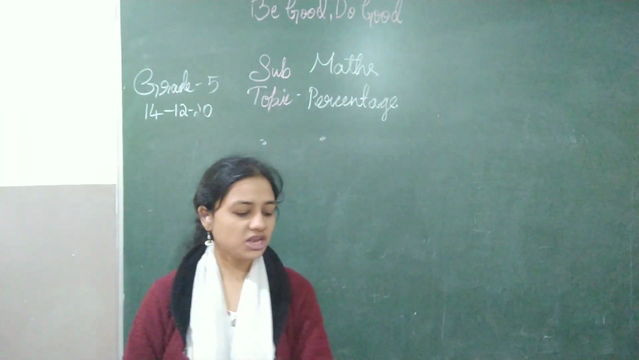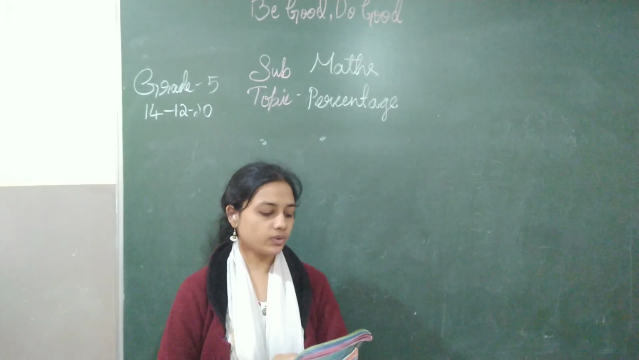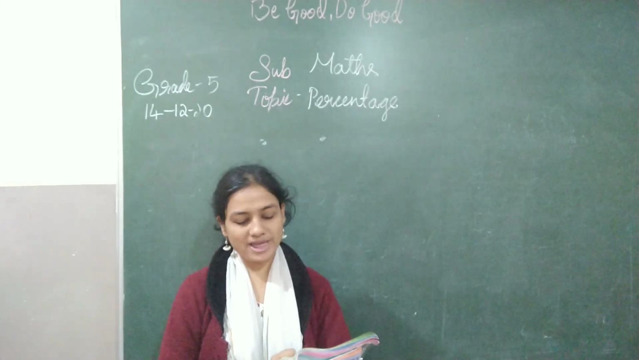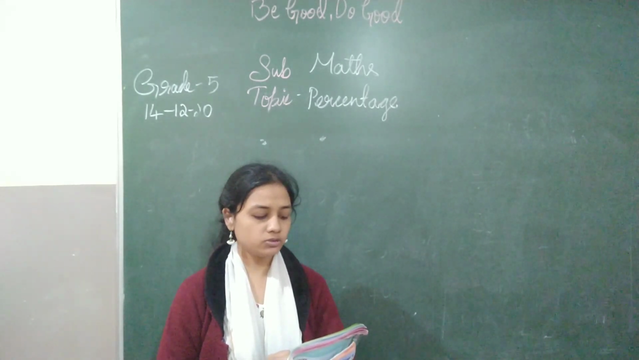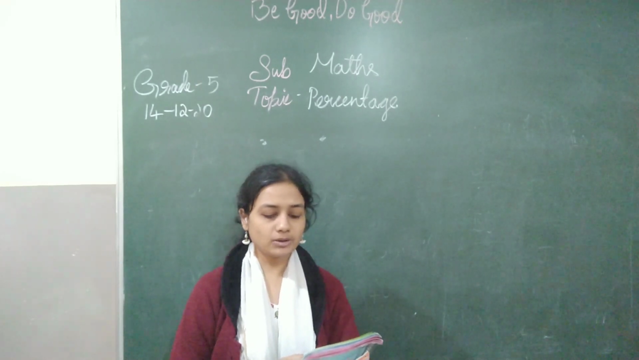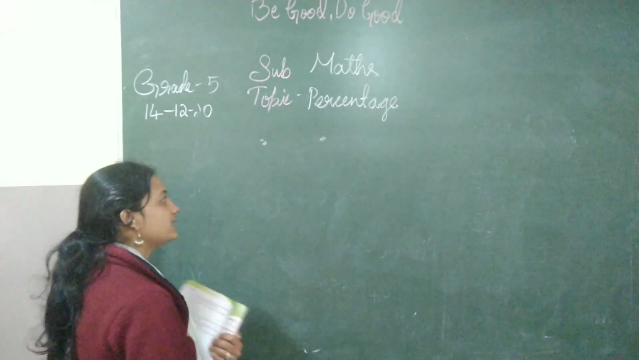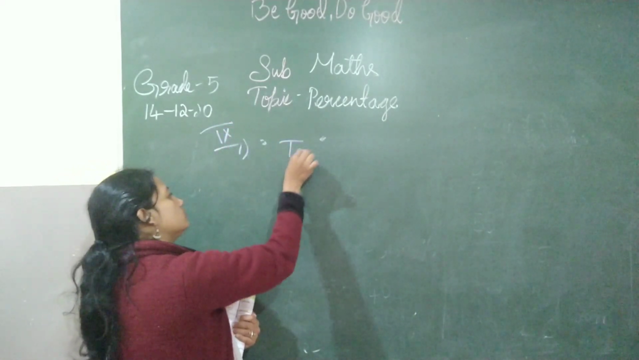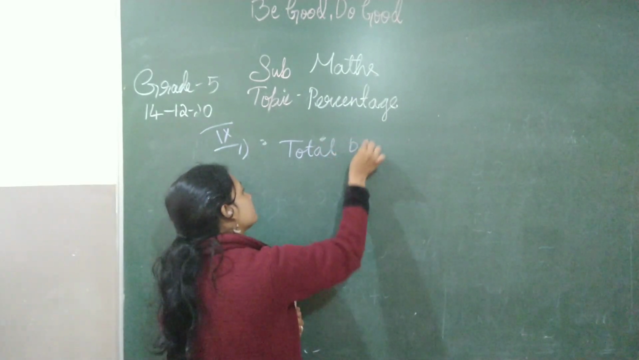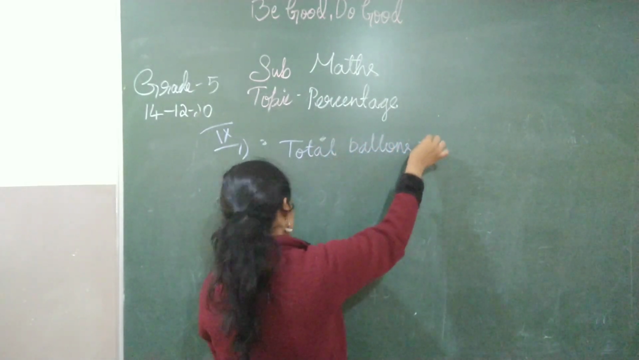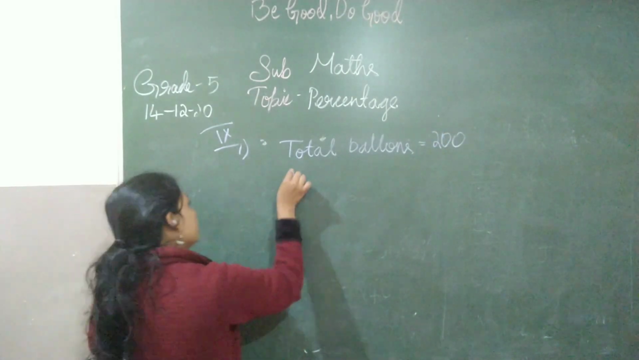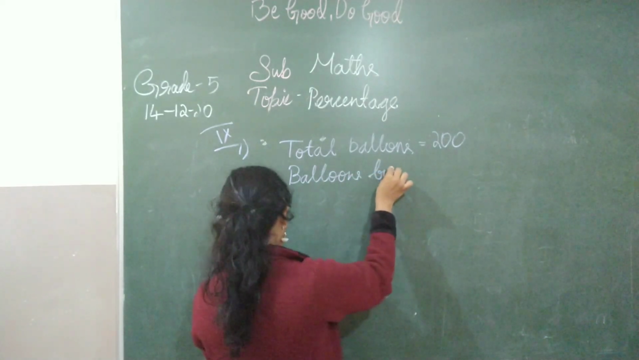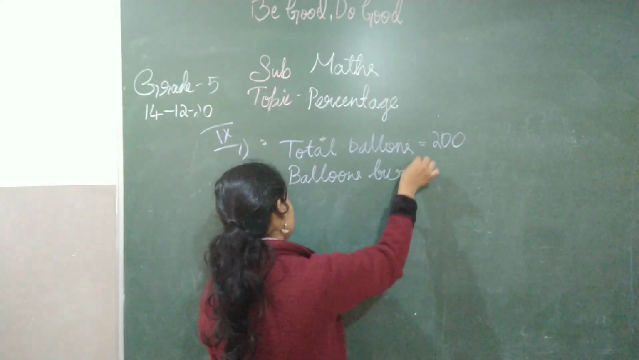So now let's read the statement. Look at the textbooks. First one. There are 200 balloons in a bag. While carrying the bag to a place, it was found that 15 balloons bursted. What percentage of the balloons bursted? So how do you find that? Total balloons, how many total balloons you have? You have 200 balloons. What is the number of balloons which is bursted? It is 15.